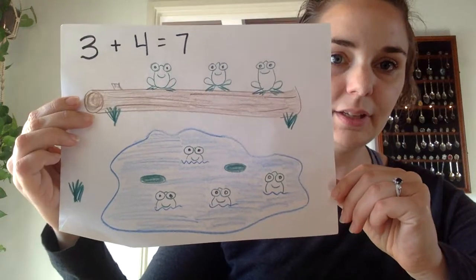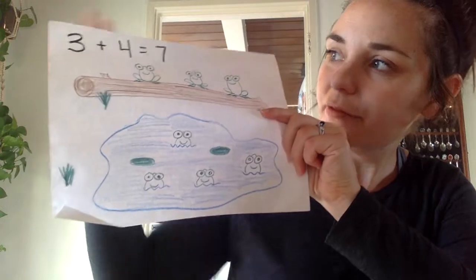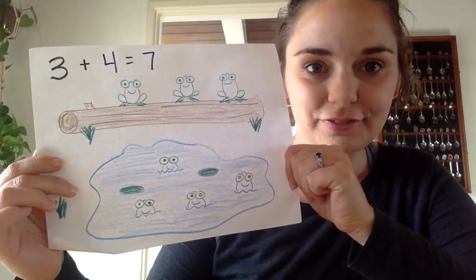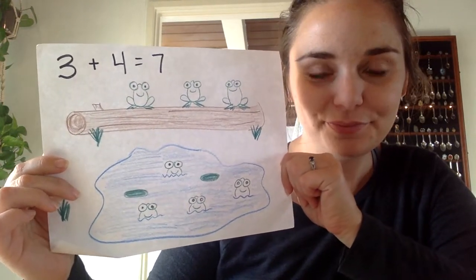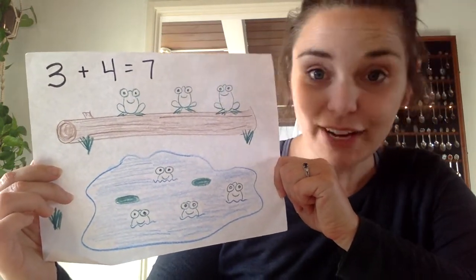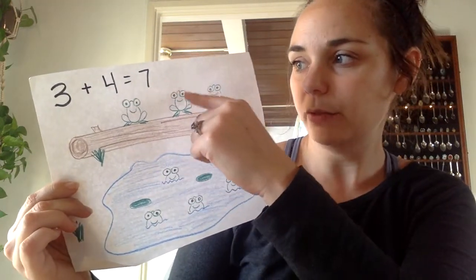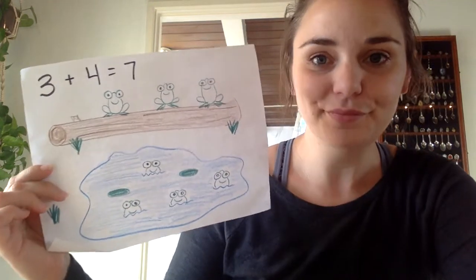I want to go back to the first picture I showed you. It was this one. It was 3 frogs on the log plus 4 in the pond equals 7 frogs all together. Here's my last question for you. How many eyeballs do you see in this picture? Pause the video if you need more time. All right, maybe you counted by ones. You counted each eyeball. 1, 2, 3, 4, 5, 6, 7, 8, 9, 10, 11, 12, 13, 14.